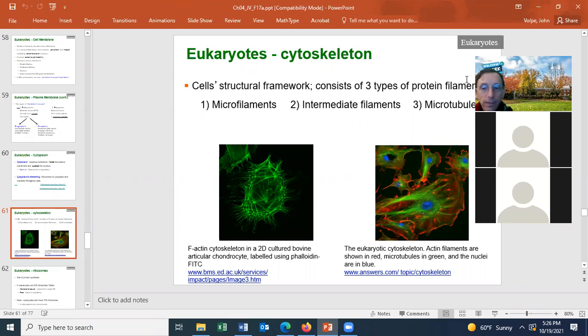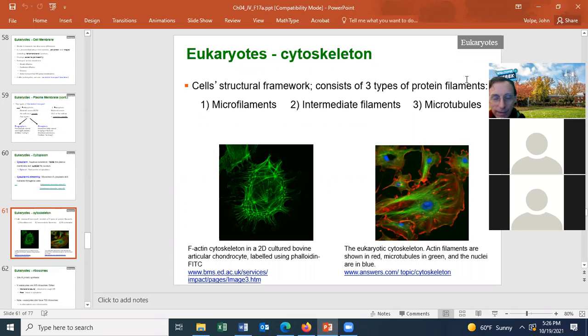I'm not sure why I got that message. It says participants can now see your screen. You did see the cytoplasmic streaming, didn't you? Yes, I did. Okay, thank you.